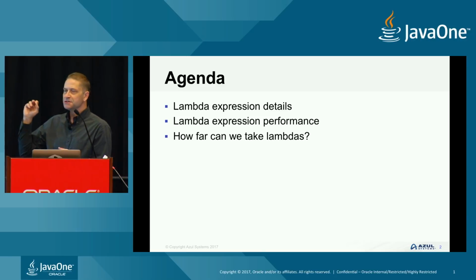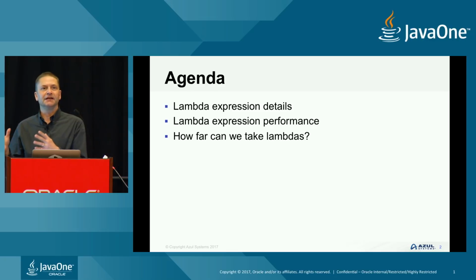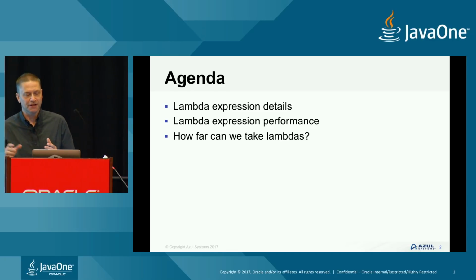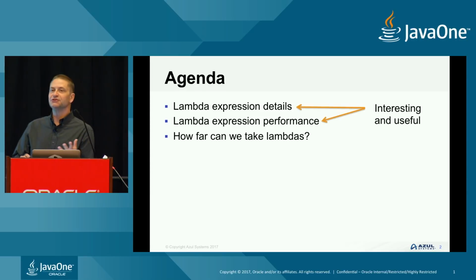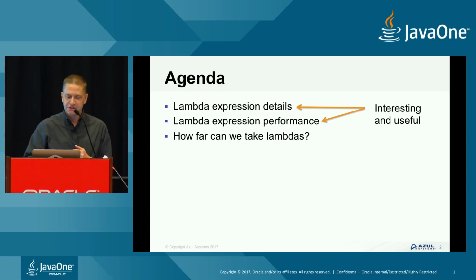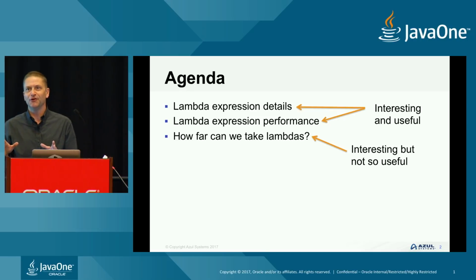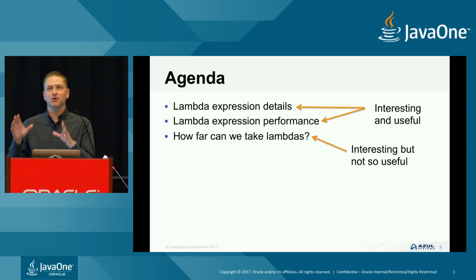And then the last part of the presentation is how far can we take lambdas? And this is where we get into the "it's Java, Jim, but not as we know it." And the way that I've kind of divided this up is that the first two parts are what I describe as interesting and useful. The last part is interesting but not so useful, because nobody is going to program in Java the way that I'm going to show you at the end of this presentation. If you do, you're doing it wrong.